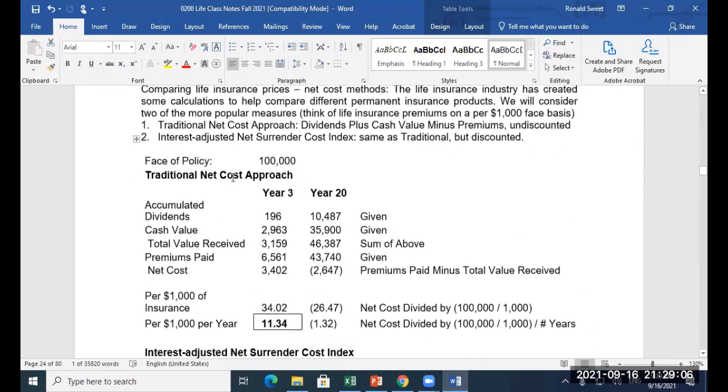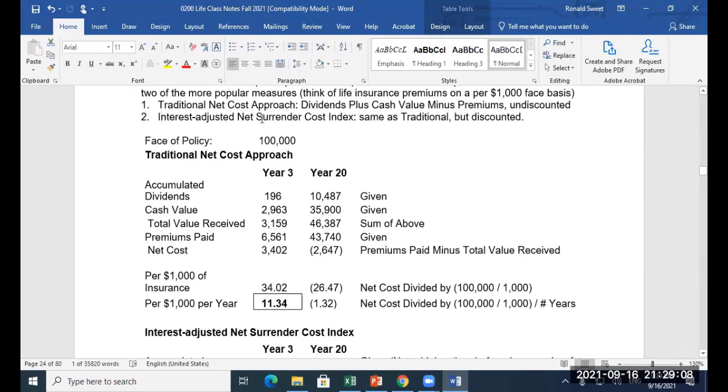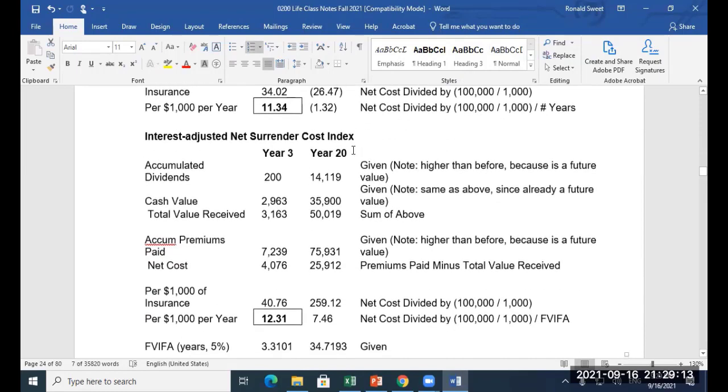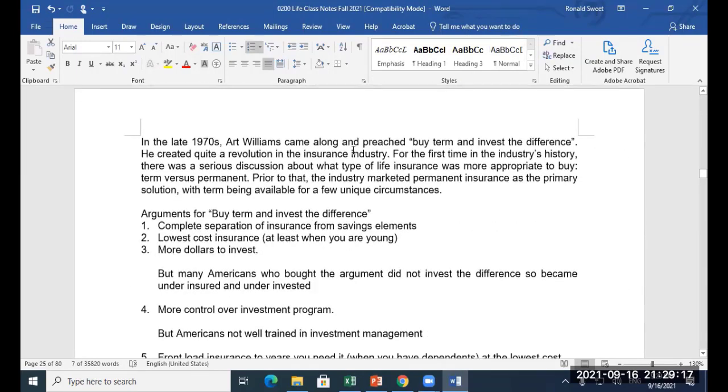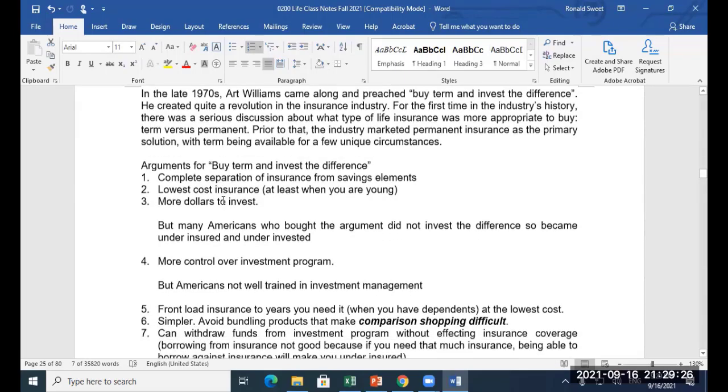All right. So those are 2 approaches. The interest adjusted approach has some power to it if you're looking at whole life. Other products, I don't think it's all that valuable. It gets back to my argument that if you can't compare a product from one company to another company, then I wouldn't buy the product. It's just too complicated a product. All right, so here we're going to get to a debate.